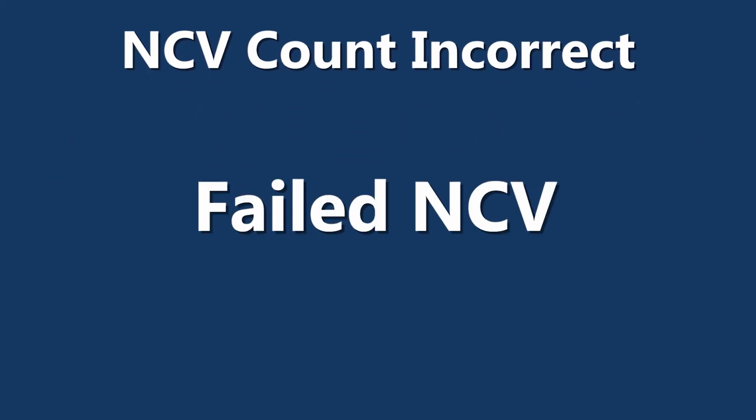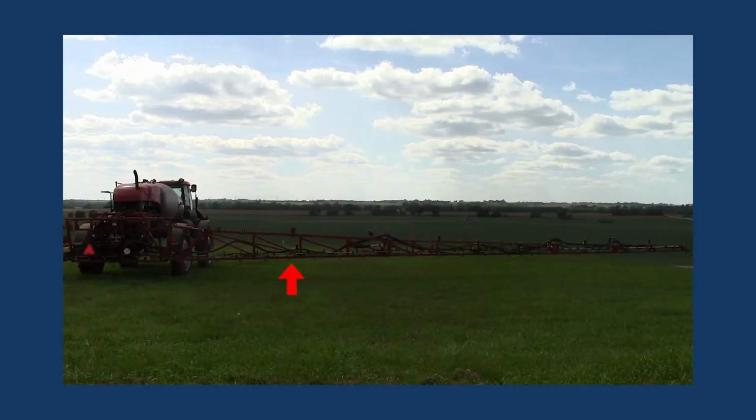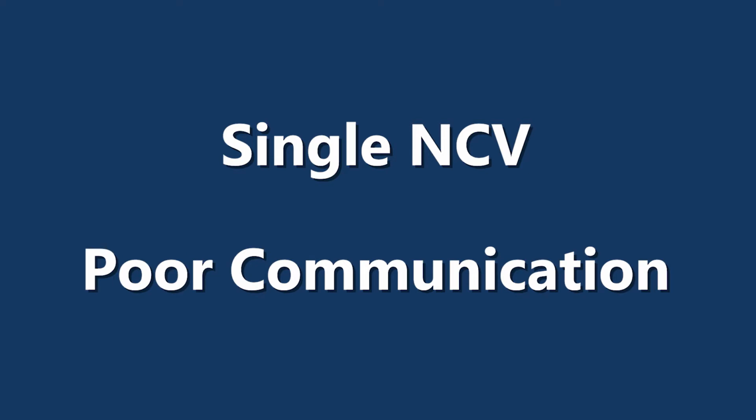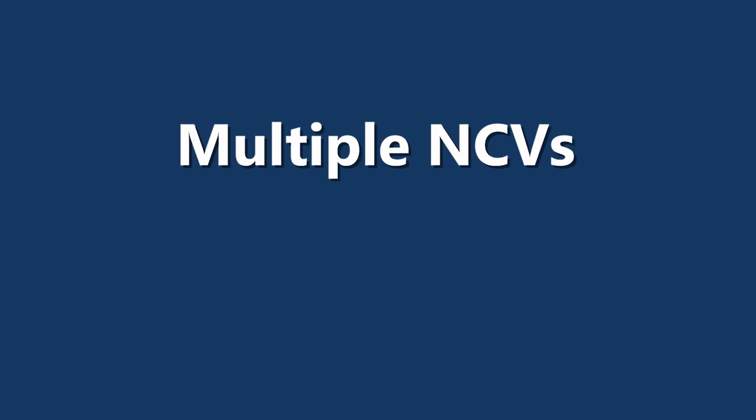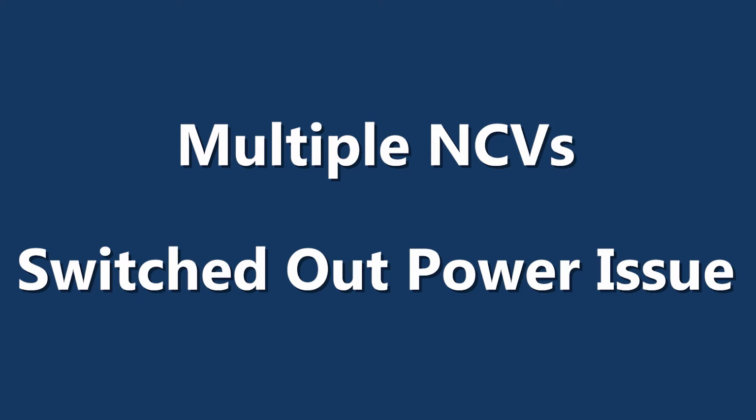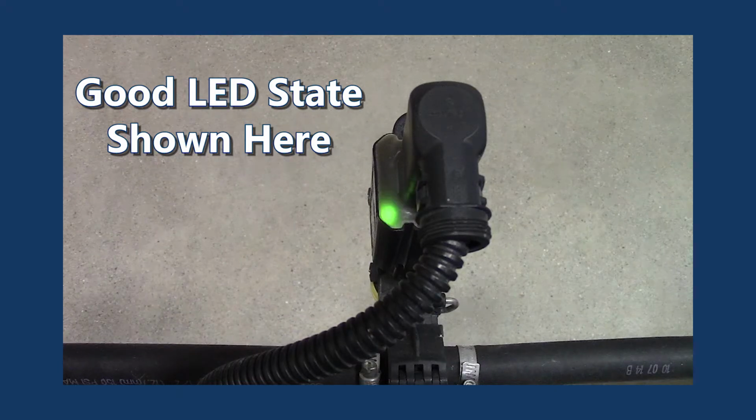First off, if you have a failed nozzle. Depending on how the nozzle had failed, you may have different responses. The issue may be isolated to one particular nozzle, or it may affect a larger section of the boom. If you have a single nozzle, this could be just poor nozzle communication. Or if you have multiple nozzles, this could be because of a switched out power issue, causing the other nozzles not to check in. You may have an LED indicator that is blinking in an alarm state, or it may be solid, or you may not have an LED indicator at all.